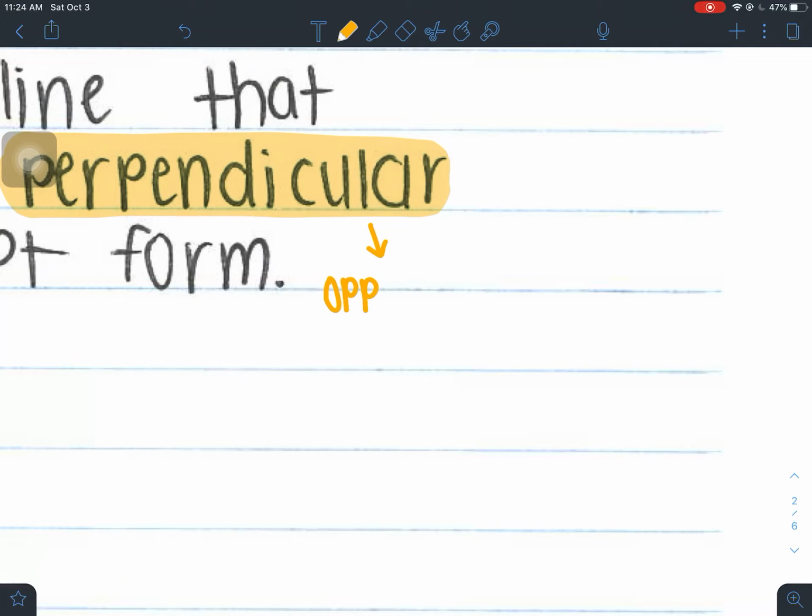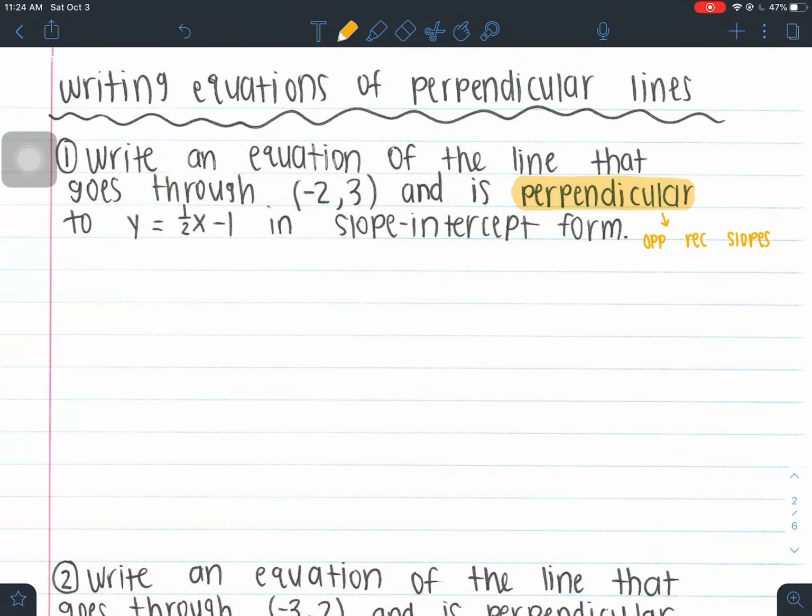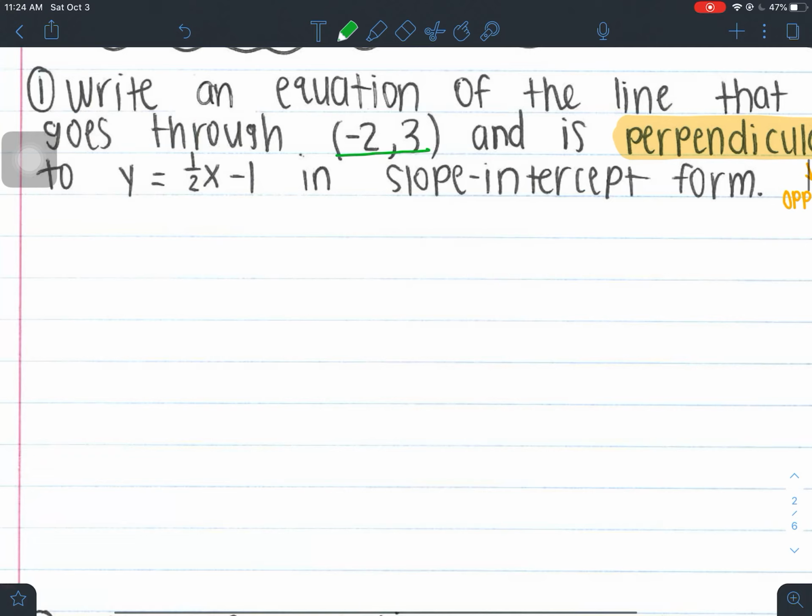With perpendicular lines, you want opposite reciprocal slopes. You do not want to use the same one. If you use the same one, you will create a parallel line by accident, and it will not be a pretty time. Okay, so you're going to write an equation. That means at the very end, I'm going to have an equation, and you want it to go through the point negative 2, 3. So I know that it has to go through that point.